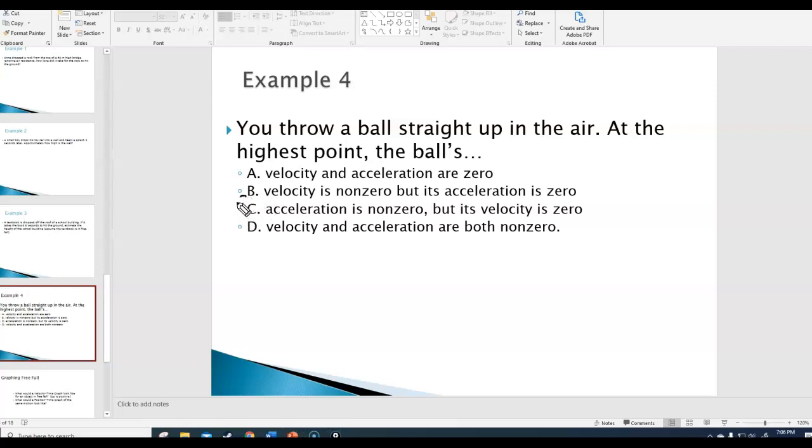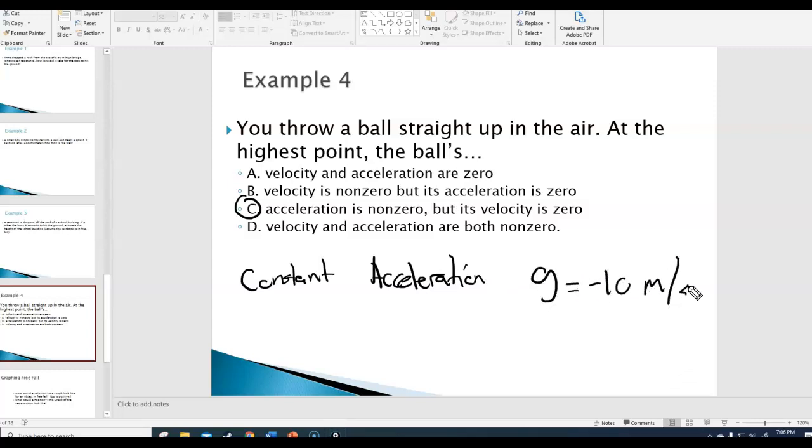Okay, so the answer to this question is C. Remember, an object in free fall has a constant acceleration. That means it does not change. That means it doesn't matter if it's going up, it doesn't matter if it's going down, it doesn't matter if it's at the highest point. The acceleration due to gravity is -10 meters per second squared. Okay, that doesn't change. What does change is the velocity.